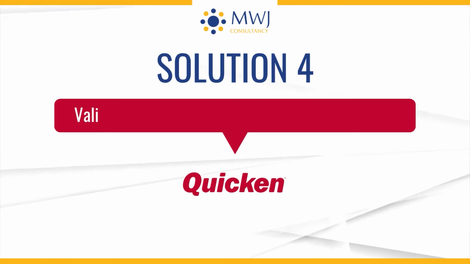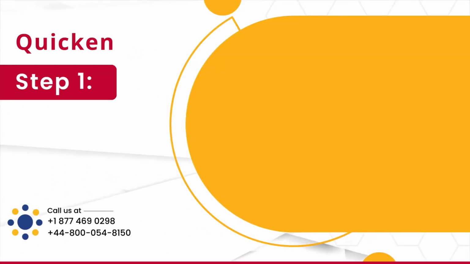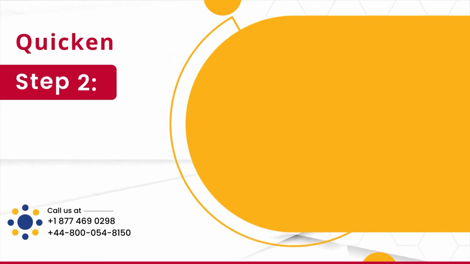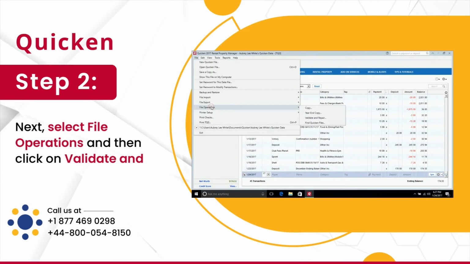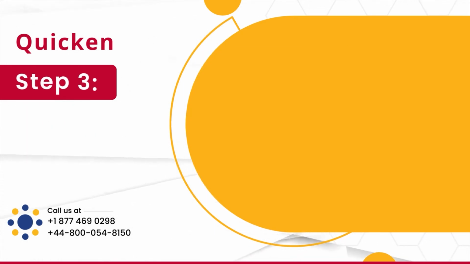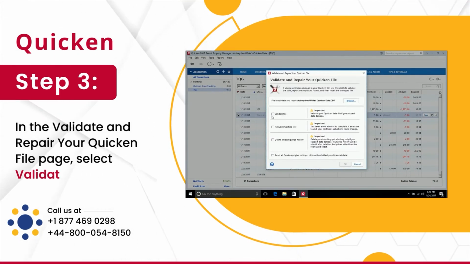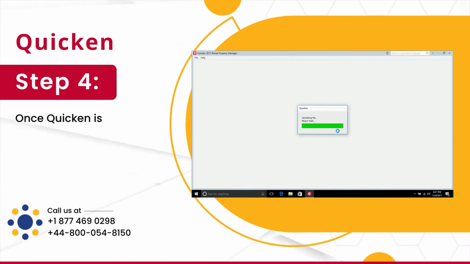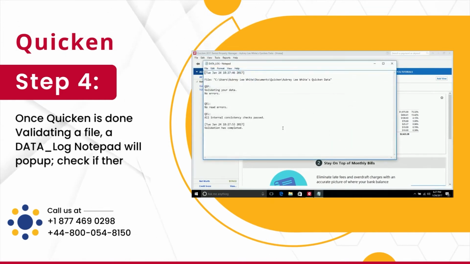Solution 4. Validate Quicken files to see if they're damaged. Step 1. On the Quicken home page, click on File. Step 2. Next, select File Operations and then click on Validate and Repair. Step 3. In the Validate and Repair your Quicken file page, select Validate File and choose OK. Step 4. Once Quicken is done validating the file, a data_log notepad will pop up. Check if there are any errors and close it.